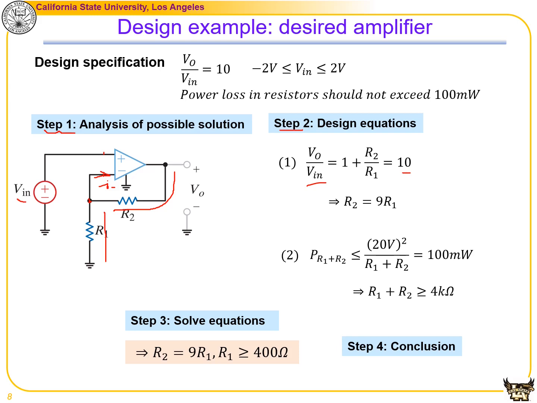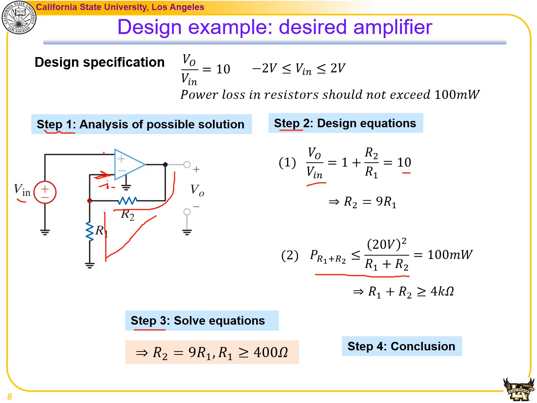The second requirement is a power loss happening at the resistors connected to the output terminal over here. Since I minus is equal to 0, the current in this branch is equal to 0, so the power loss becomes VO squared over (R1 plus R2). This is the same way we calculate power consumption by resistors. From that, we can find another requirement: R1 plus R2 should be greater than or equal to 4 kilo ohm.